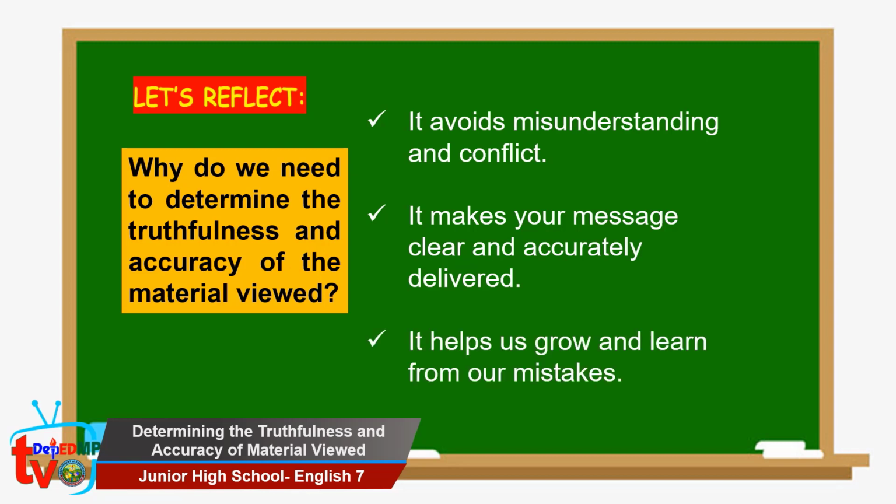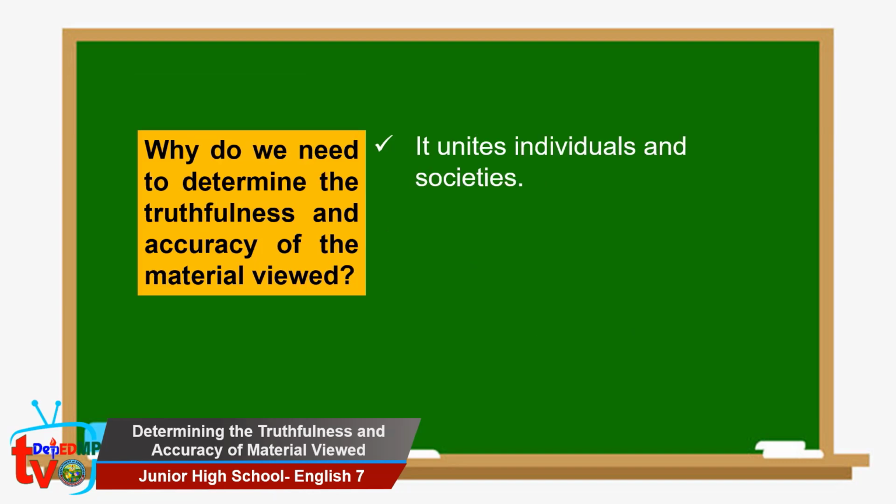Next, it helps us grow and learn from our mistakes. This statement talks about being corrected. If we get mistaken, we learn from it. Number 4, it unites individuals and societies. This statement tells that uniformity in views regulates individuals and societies to be in harmony with one another. And the last, it discourages dishonesty and falseness. Some examples of these are plagiarism, cheating, and telling lies.